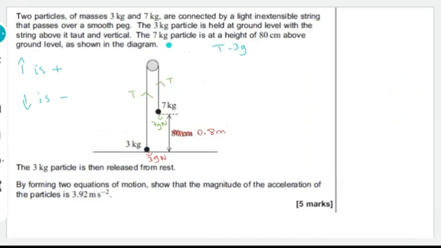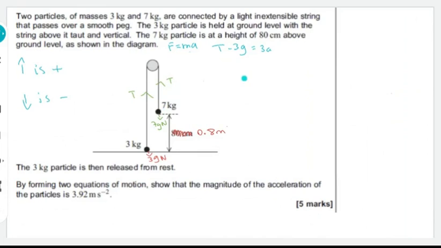By the way, I'm using F equals ma, where F is resultant force. The forces acting on it are T and 3g, so T minus 3g is equal to mass, which is 3 because it's 3 kilograms, times acceleration, which I'm just going to call a. And the acceleration is acting upward, so I leave it as a.